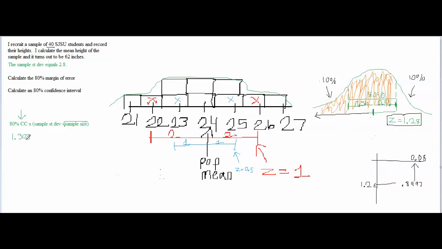So since we're using the sample standard deviation instead of the population standard deviation, we had to use the t-table instead of the z-table to get the confidence coefficient. And I said it was an estimated confidence coefficient, so it's a little bit higher than what we had before.